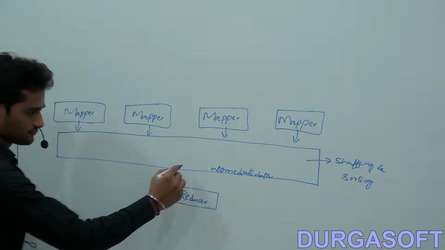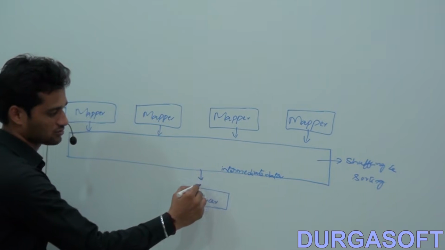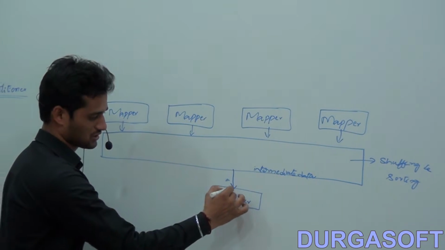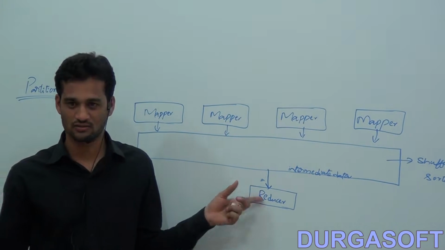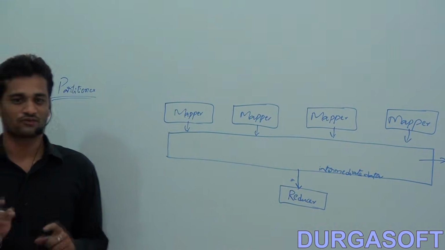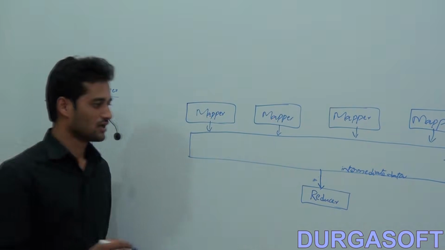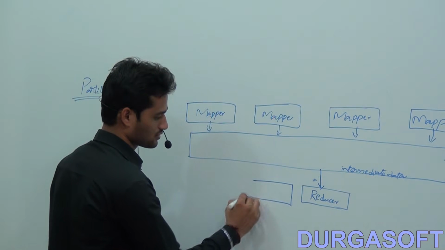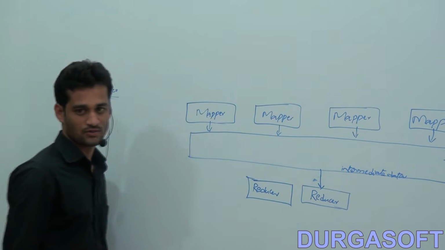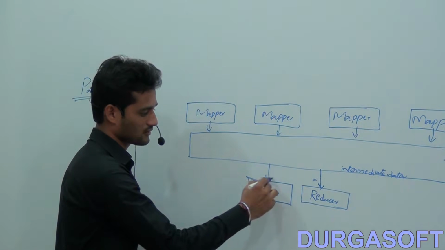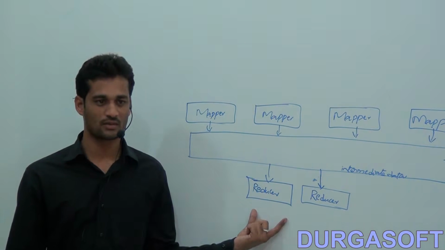Once all your key comma value pairs are shuffled and sorted, they are given to the reducer as input key comma value pairs. Observe here: if I have 1 reducer, 1 output file is given, and that single output file holds the output for all your key comma value pairs. Next, if I maintain 2 reducers, how many output files will be given? 2 output files, from the 2 reducers.